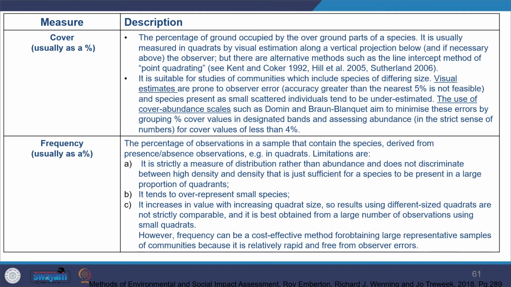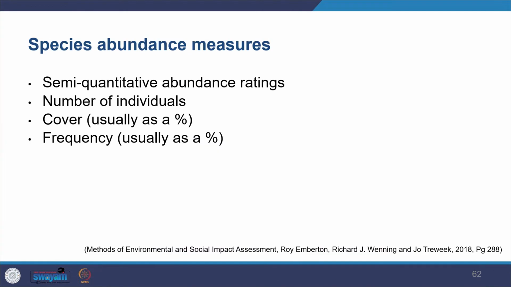does not differentiate between high density and low density, and it's just sufficient for a species to be present in a large proportion of the quadrats. So it doesn't give you the abundance, but only lets you know how the distribution is. And then it tends to overrepresent small species, so there can be small species that are overrepresented. So that was about some of the methods which are available for initial survey.